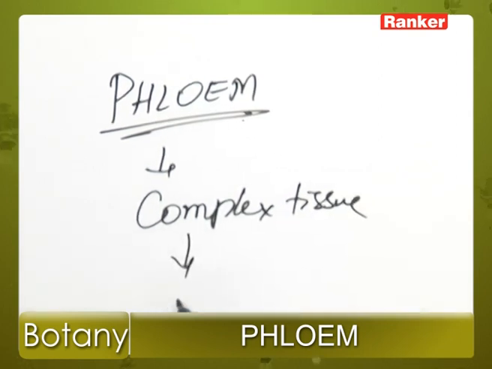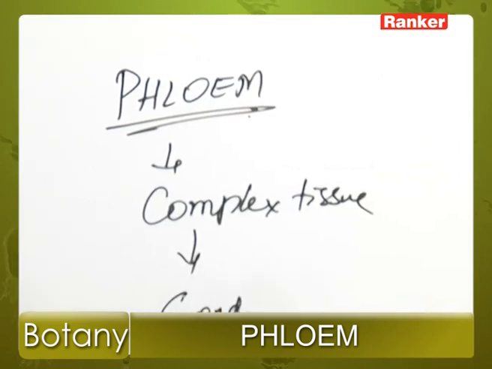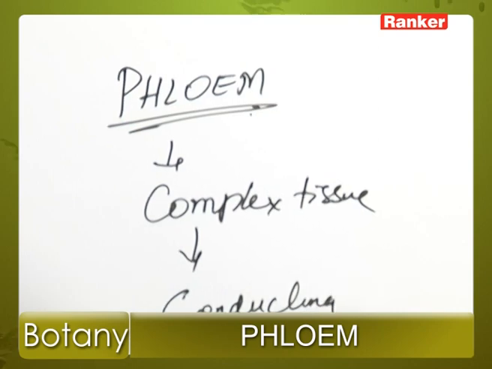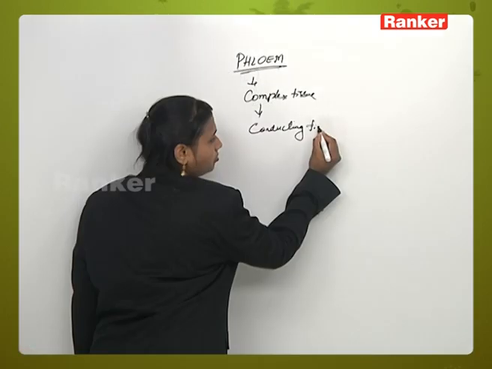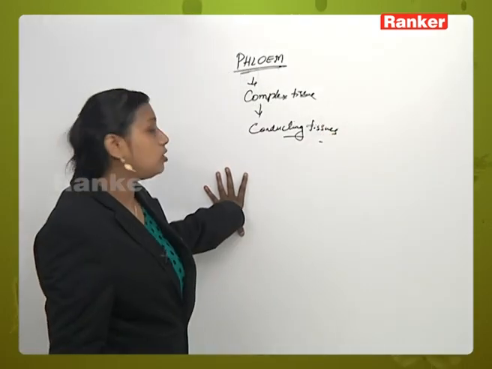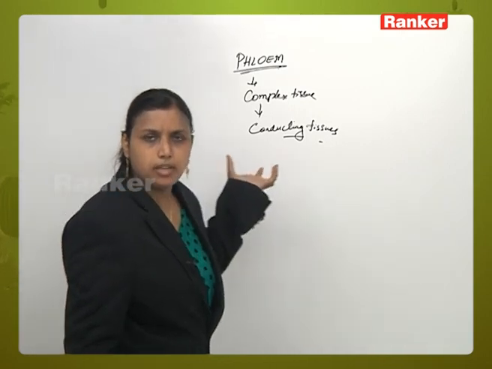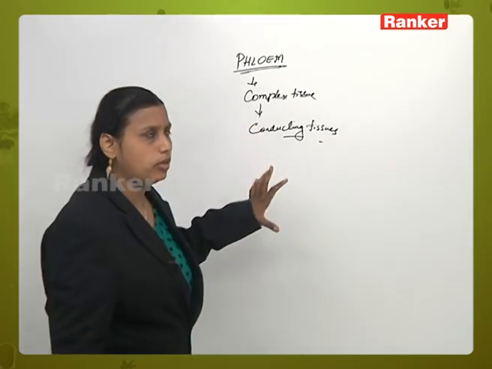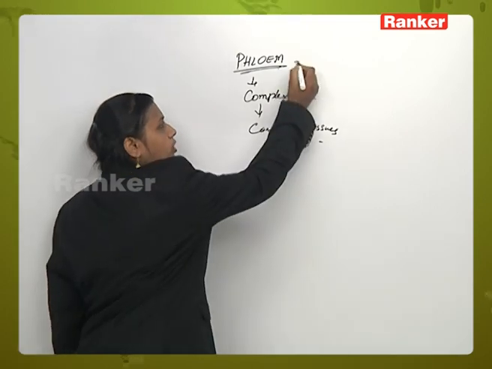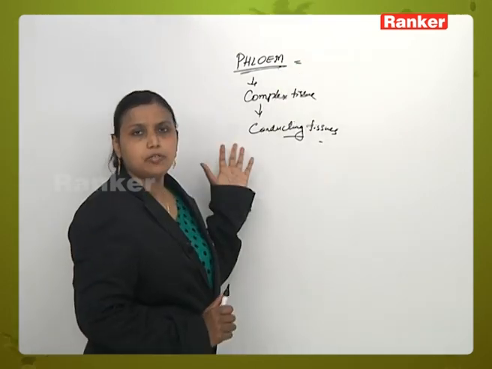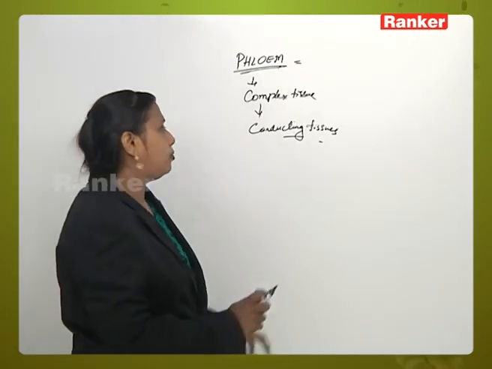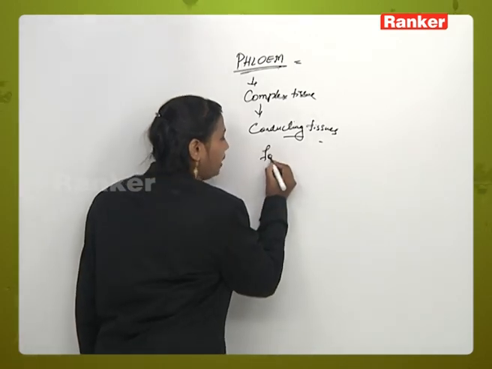It is also considered one of the complex tissues of the plant material. We studied xylem earlier, and now it is phloem. Now, what is the function of the phloem? As we said, xylem is the water conducting tissue, and phloem will provide food material to the plant body.